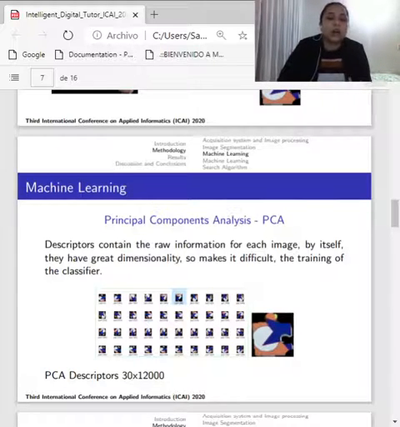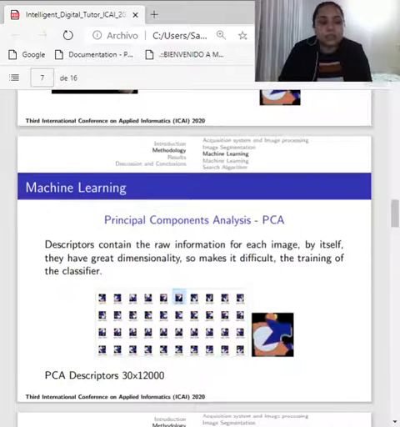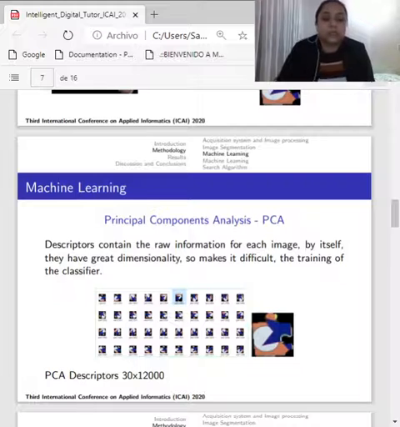We selected a PCA number of 30 since it allowed the neural network to learn in less time. So we have the PCA descriptors, 30 times 12,000.